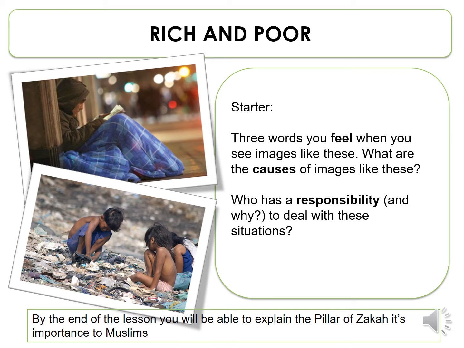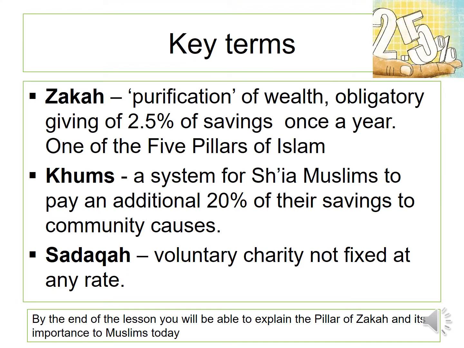So now we've considered poverty in the world and the reasons for it. I suppose the question is, what could you do about it and what should Muslims do about it? There are 3 key terms that are important in this lesson. The first key term is zakat, which is the purification of wealth, the obligatory giving of 2.5% of savings once a year, and one of the 5 pillars of Islam. All Muslims give zakat and they give it once a year.